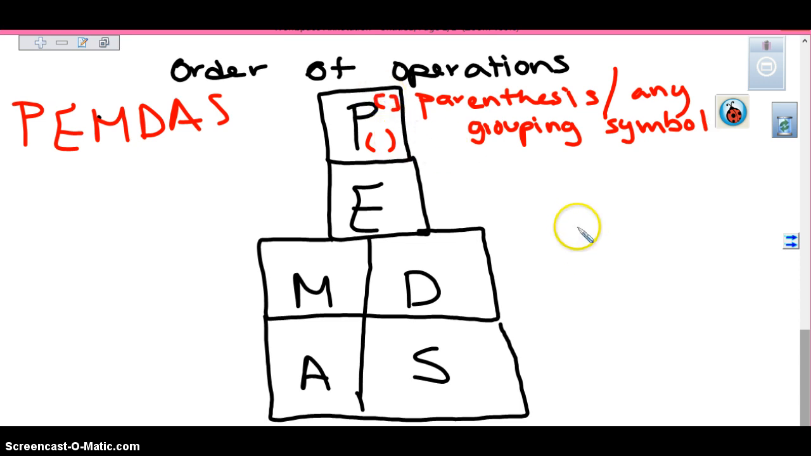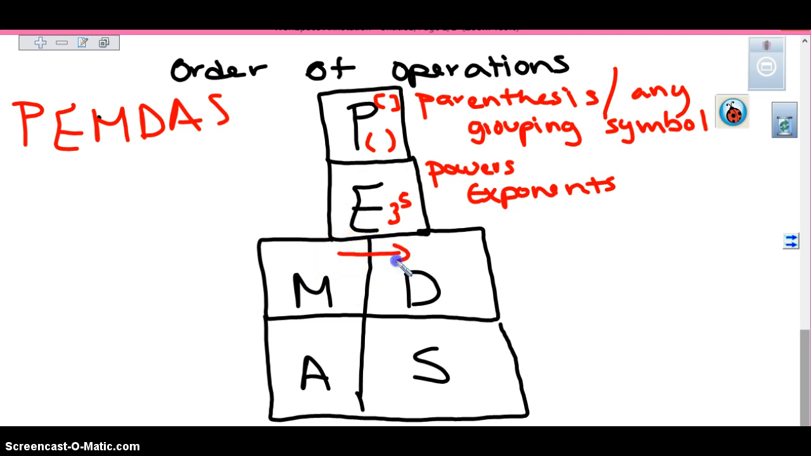What if you have a fraction bar? That means you perform the numerator and then you perform whatever's in the denominator. So P for parentheses, that's the first thing you do. After parentheses, you evaluate or simplify any powers or exponents. What are the exponents? Let's say you have 3 to the fifth power.